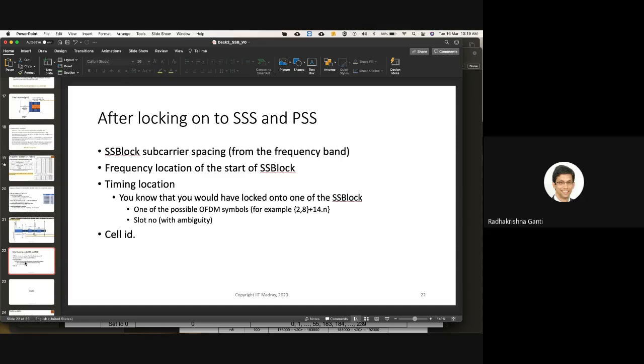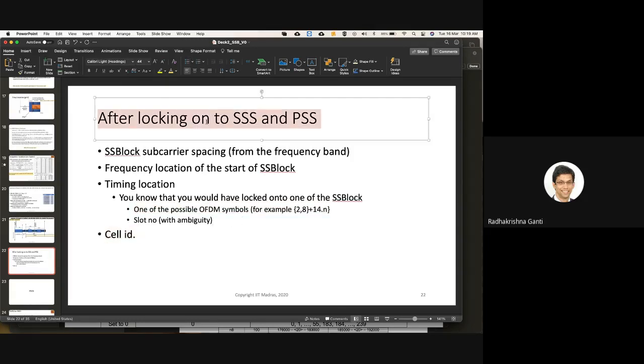How do you know the timing location? You do not know it exactly, you know it roughly. You know the OFDM symbol number in which you are. Actually, at this point, you won't know the exact OFDM symbol number. You know that you are in one of these OFDM symbols, 2, 8 plus 14, for example. And you know the slot number, again with ambiguity. You don't know the exact slot number because you don't know the OFDM symbol number exactly. And of course you know the cell ID.